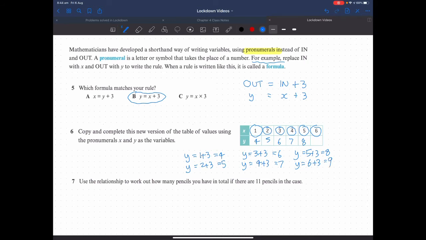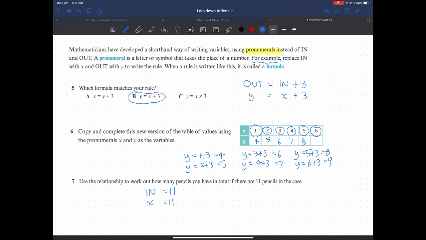The last part of this example says to us, use the relationship to work out how many pencils you have in total if there are 11 in the case. So in the case, there is 11. We are using the pronumeral, the letter x, to represent in. So x is equal to 11.